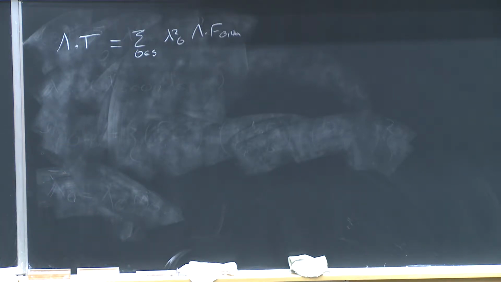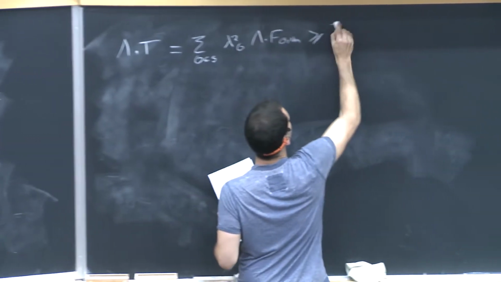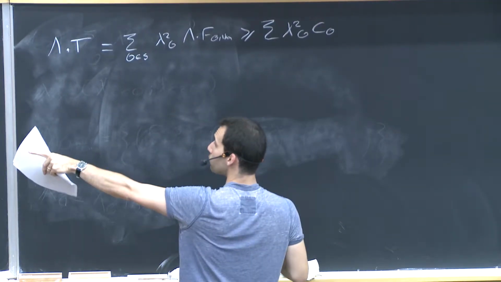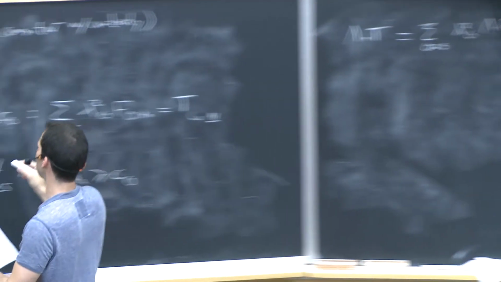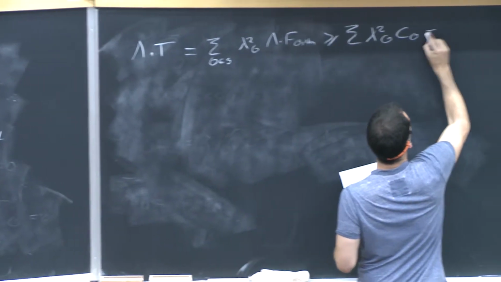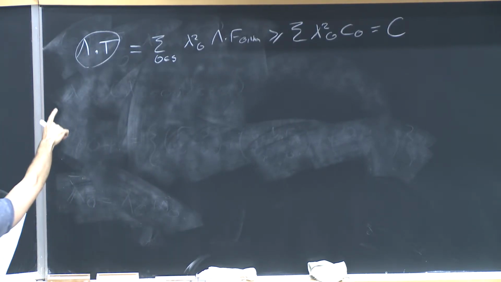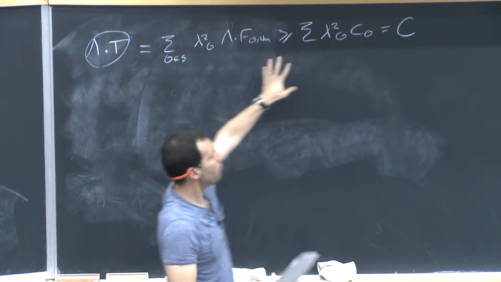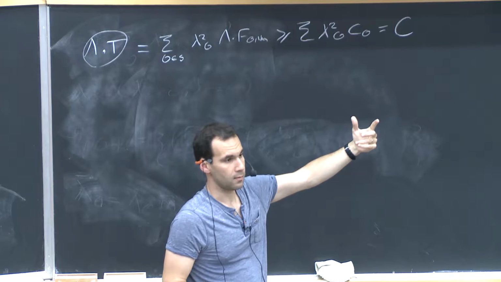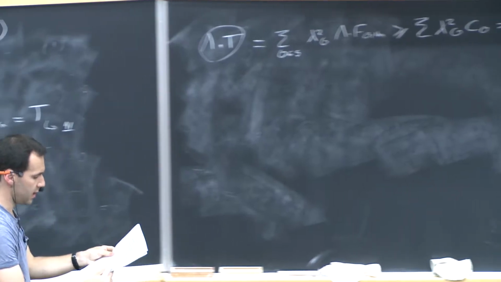But by construction, this is larger than the cost. So this is larger than the sum of lambda squared O times the cost. But this was that maximum, so let me call this the cost function C. Okay? So the minimum value of this problem sets an upper bound on the maximum of the other. And there's a theorem that tells you that actually they match. There's no gap. The minimum of one is the maximum of the other. So if you solve one problem, you get the other one.